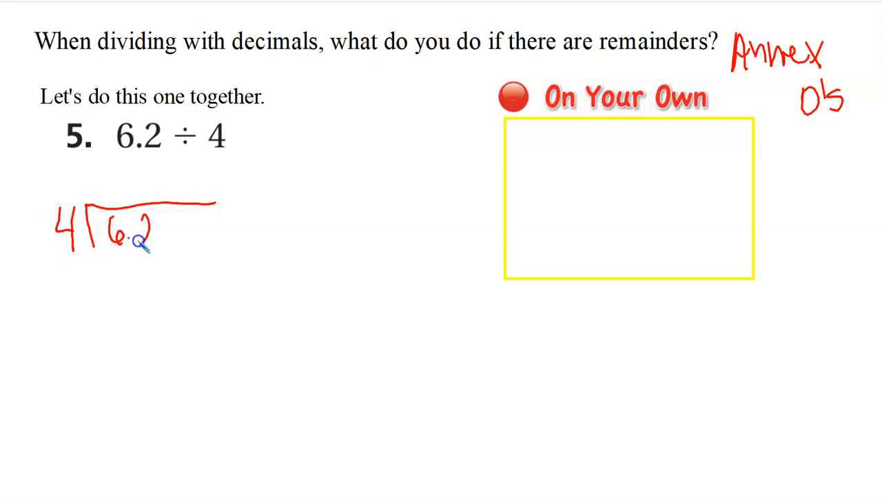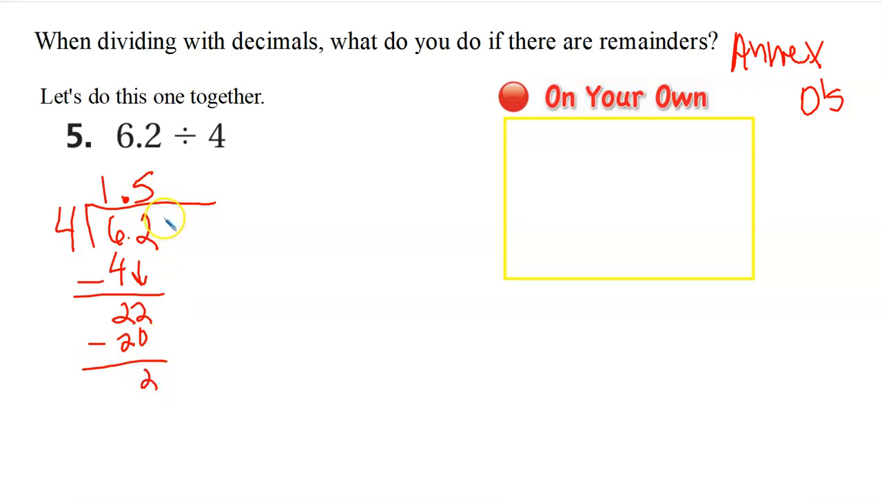So I put the 6.2 in the dividend, I put the decimal up there, and then I start dividing. 4 goes into 6 one time. 1 times 4 is 4. I subtract and I get 2, and I bring down the 2. Let's see, 4 goes into 22 5 times. 4 times 5 is 20. When I subtract, I have 2 left.